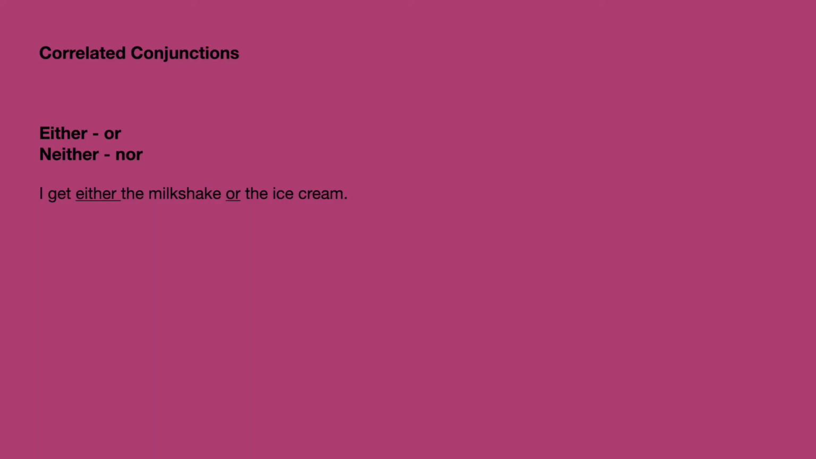The next one is correlative conjunctions. These are pairs of words used together: either, or; neither, nor. I get either the milkshake or the ice cream.